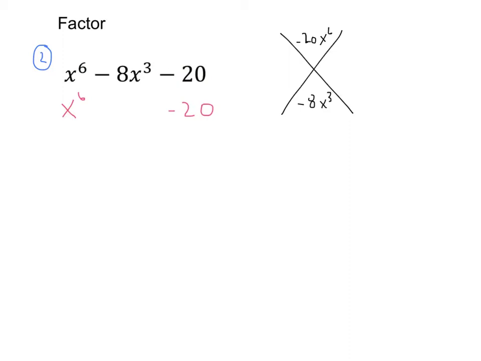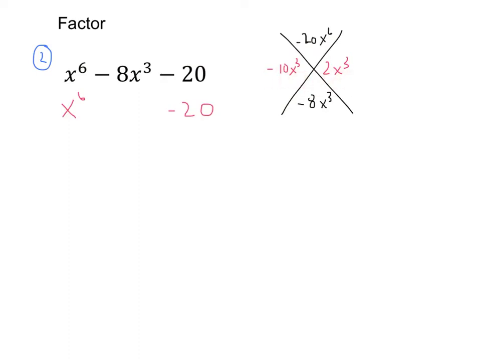Okay, now we're ready to do our magic x. We need to think about two expressions whose product is negative 20x to the 6th and whose sum is negative 8x cubed. All right, can you please pause and try to think about what would work here? Okay, let's check, see if you got it. So this should be negative 10x cubed and 2x cubed. Why does that work? Because negative 10x cubed times 2x cubed is negative 20x to the 6th. And then if you add these, negative 10x cubed plus 2x cubed, you get negative 8x cubed.